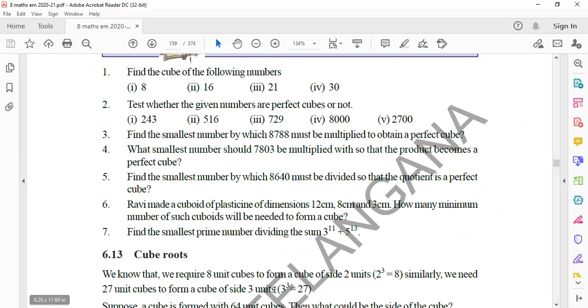The sixth question has to be read very carefully. The question is very simple. Ravi made a cuboid of plasticine of dimensions 12 centimeter, 8 centimeter, 3 centimeter. How many minimum number of such cuboids are needed to make a perfect cube? I'll draw it like this.